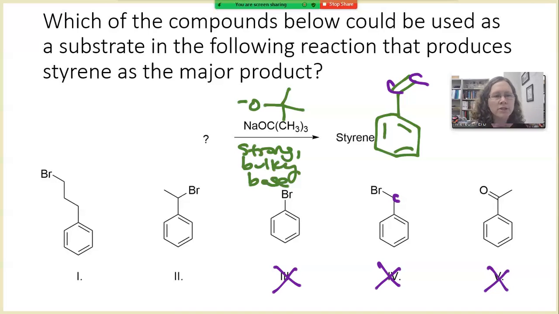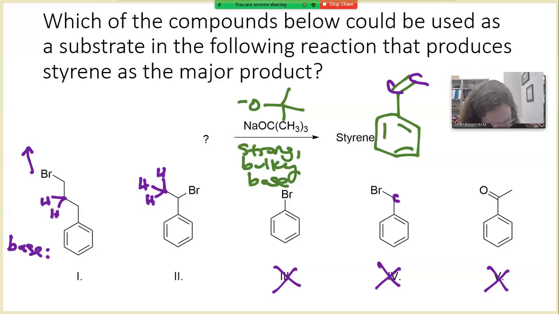So that leaves us with 1 and 2. 1 and 2 both have these beta hydrogen atoms that can be plucked off via a base. So if we think about what products are formed, if we were to take off the hydrogen atoms here with a base, the molecule that we would make would look like this.